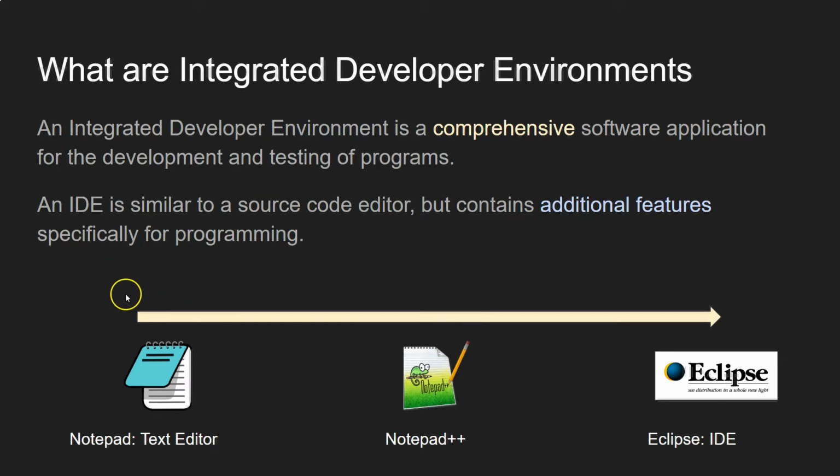So at this end of the spectrum, you've got Notepad, which just literally lets you type text. At this end, you've got Eclipse, which is a fully featured professional IDE. And in between, you've got your Notepad-plus kind of editors, which have some of the features of IDEs, but some of the simplicity of text editors. Okay, so let's have a look at some of these features.